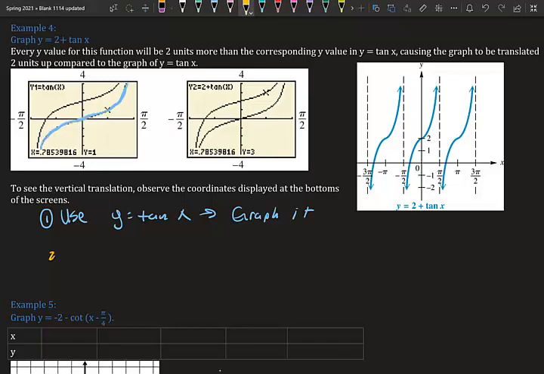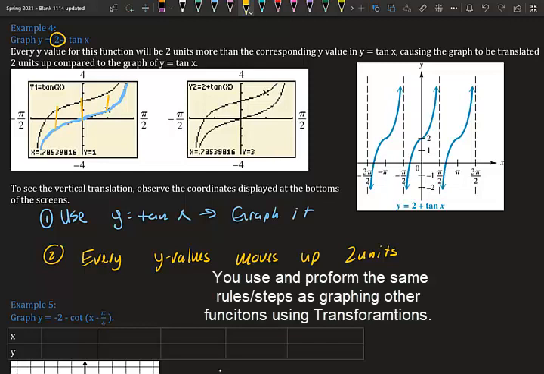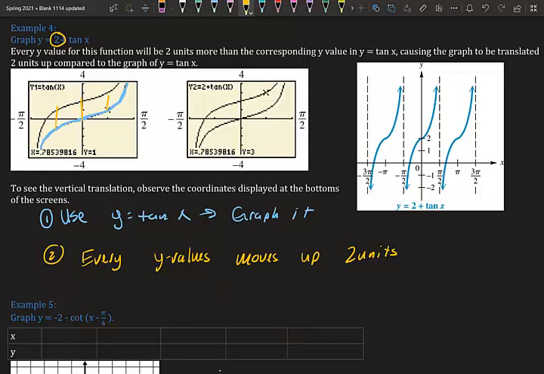Then our second step, because this 2 is on the outside, every y value moves up 2 units. And that's what's happening. Do you notice it's just going up 2 units? That's what's happening. So that's how you would graph using translations. You would just have to remember what y equals tan x is, and then move everything up 2 units.